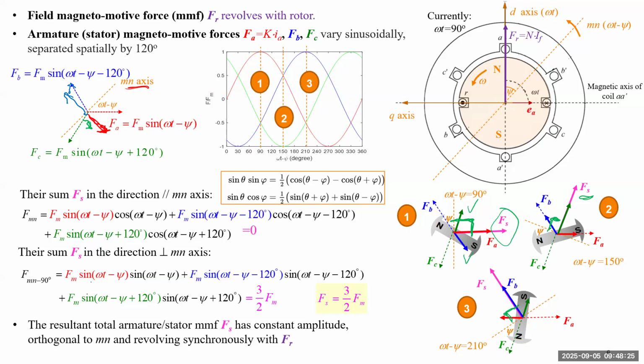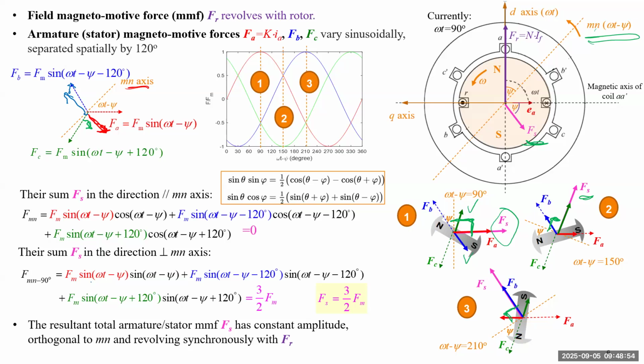Okay, let me summarize that. If you know the d-axis for the rotor at any moment, there's a power factor for the load of the generator that determines the angle psi. Then you determine this MN axis, lagging d by psi. Then the total magnetomotive force will be orthogonal to this MN axis by 90 degrees. So if we draw, that will be this one.